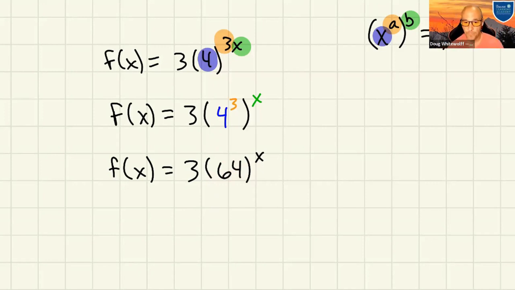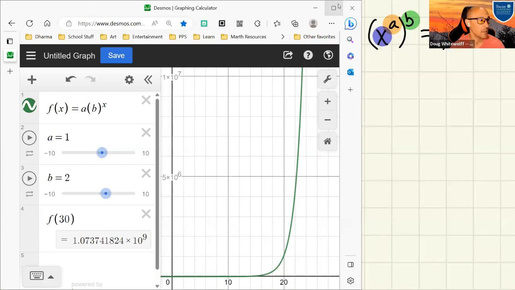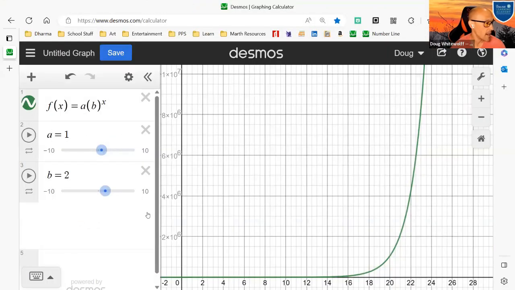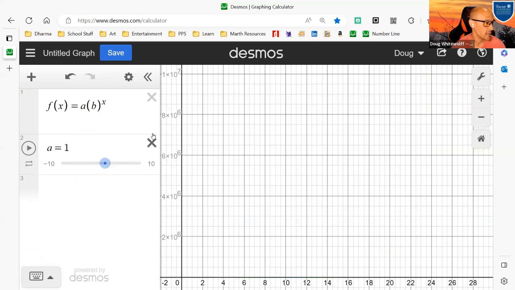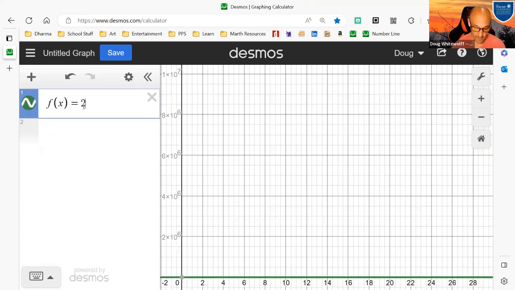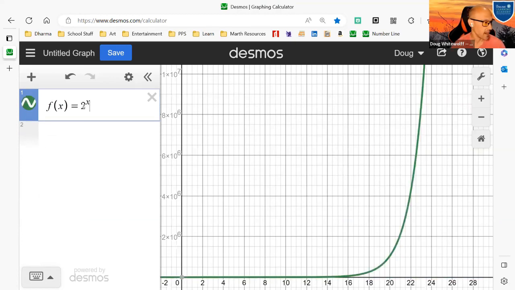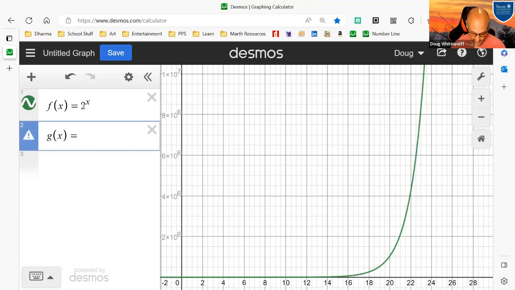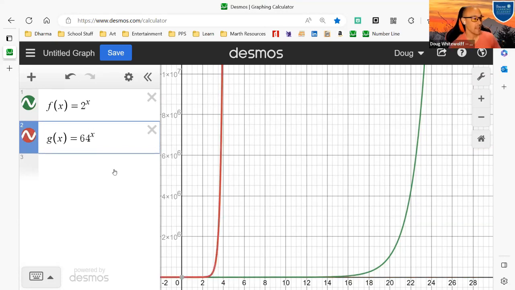Here, let's have a look at it. I'm going to change this to 2 to the x, and we're going to keep it there. And now we're going to have some other function g of x, and it's going to equal just 64 to the x power. And look at how fast this thing looks like. It's going straight up super fast. It's just boom, exploding. Way quicker.